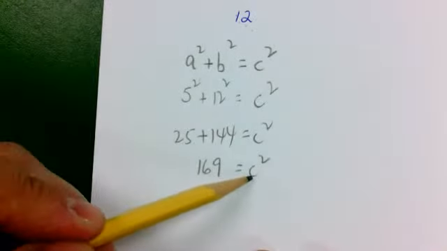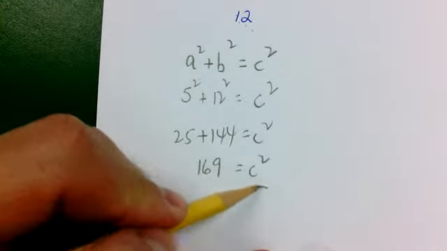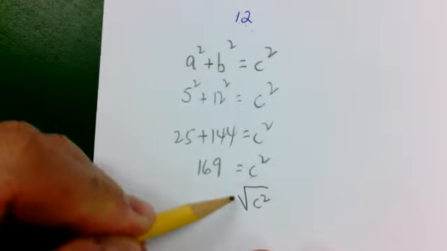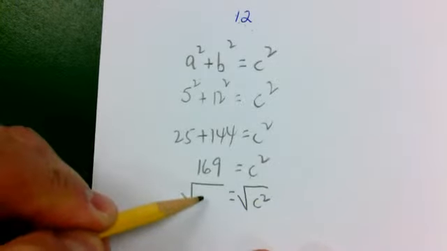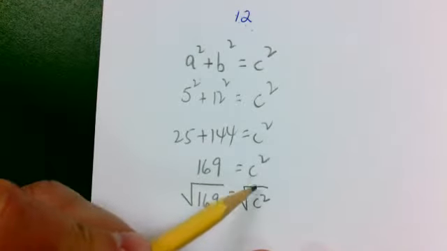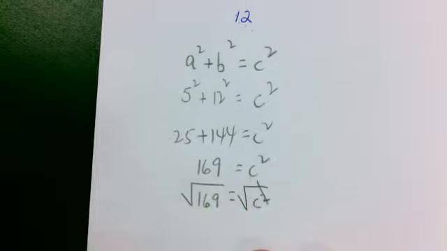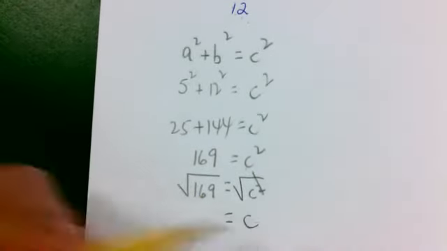And now here comes the one step that you need to learn. In order to get c alone and not have c squared, you do the opposite of squaring, which is called taking the square root. And what you do to one side, you must do to the other side. So you take the square root of both sides. The square root of anything squared, those two operations cancel each other out, and you're left with just c.